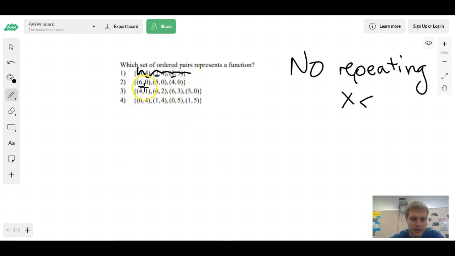This one, we get 6, 5, and 4. That looks like it checks out. Let's just look at the other ones. Oh, I have 6 and 6 repeat, so that one's not going to work. And here I have 0 and 0 repeat, and 1 and 1 repeat, so that's not going to work. So it has to be that second one, because no x values repeat. It doesn't matter that the y values repeat. It's only the x's. So we just have no x values repeating. Let's try that.